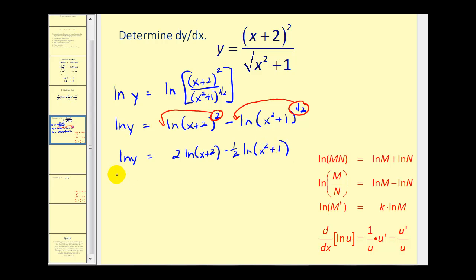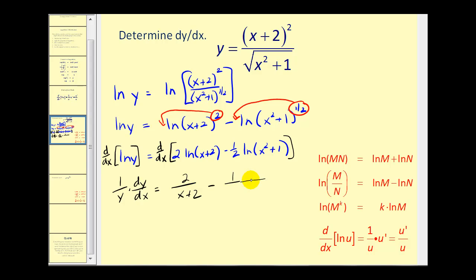Now we're going to take the derivative of both sides of the equation with respect to x. So on the left side, the derivative of natural log y would be 1 over y times dy/dx. Remember, this is in terms of y, so we have a factor of dy/dx, equals 2 times 1 over u times u prime. Well, u prime would be 1, so we'd have 2 times 1 over x plus 2, or 2 over x plus 2, minus 1/2 times u prime over u. Well, u prime would actually be 2x, and of course u would be x squared plus 1.